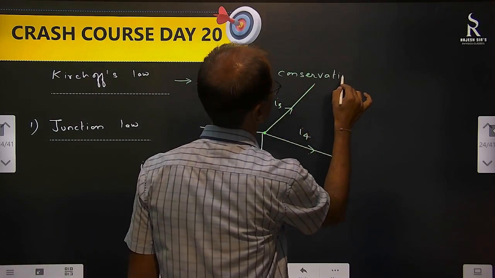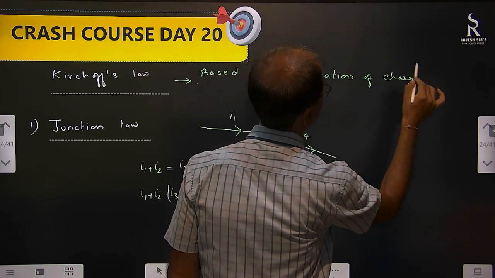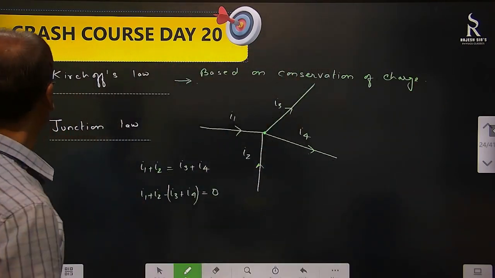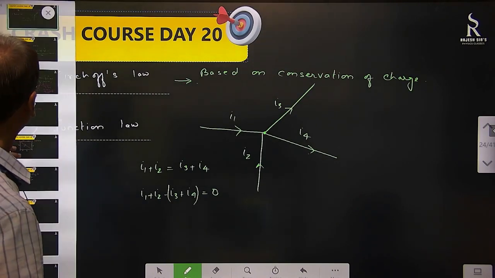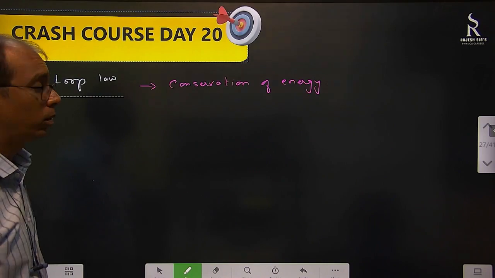Conservation of charge. Okay, right. Let's move to loop law again. This is conservation of energy. Now, what does loop law say?